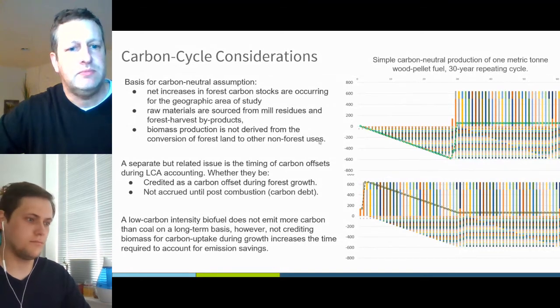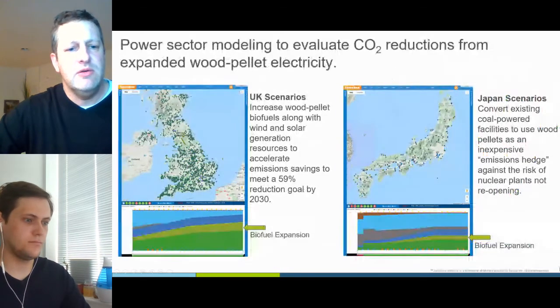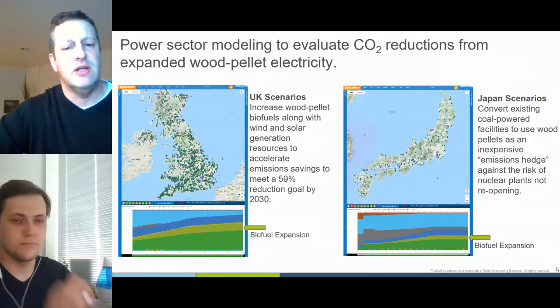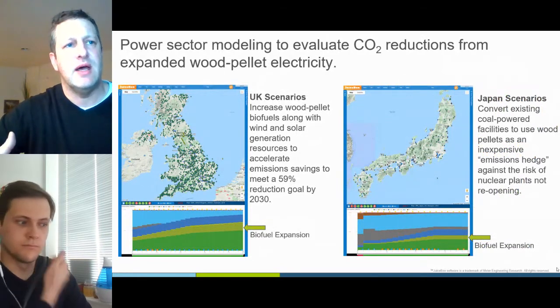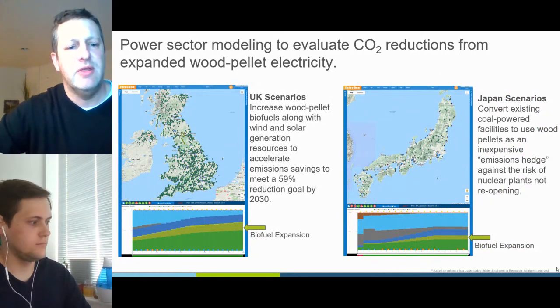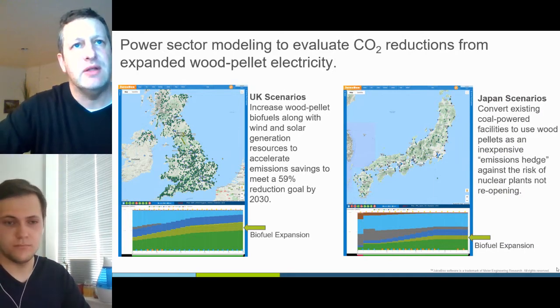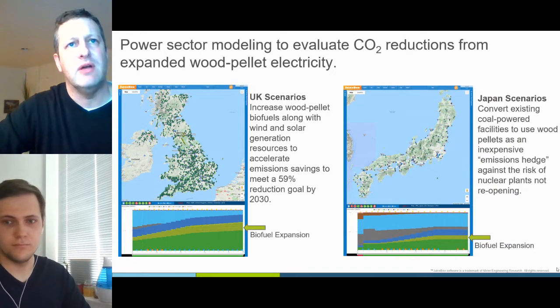Andreas. So we used the life cycle assessment results for this fuel as Andreas presented them. Again, we assume that the fuel is carbon neutral, and then we deployed this fuel in a simulation of some national power sectors. On the left, I'm showing a graphic of the UK.